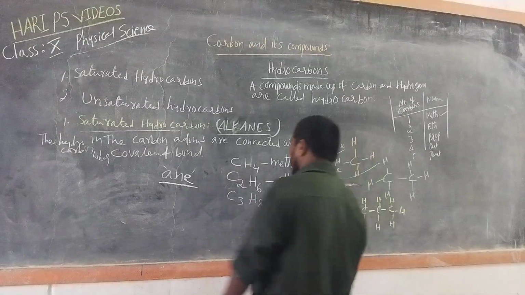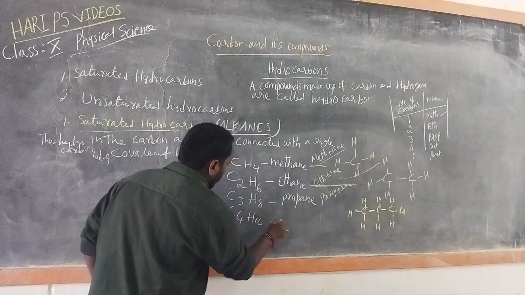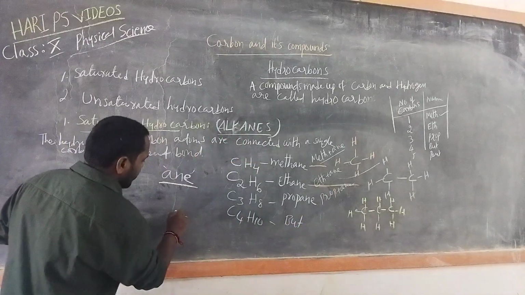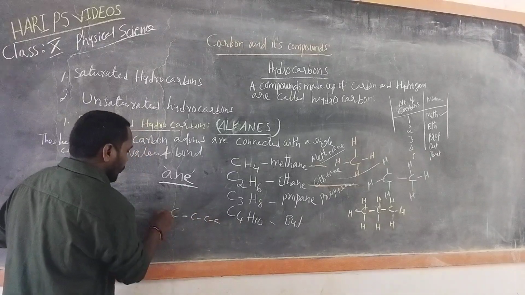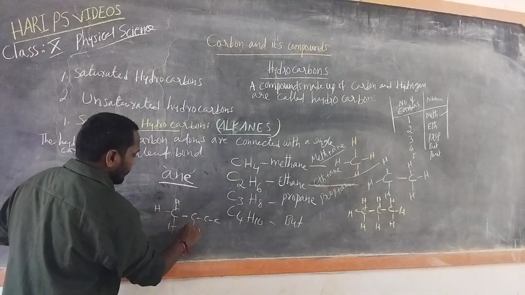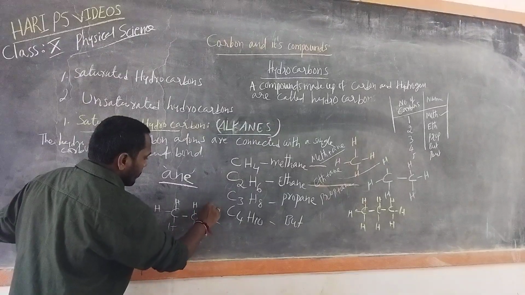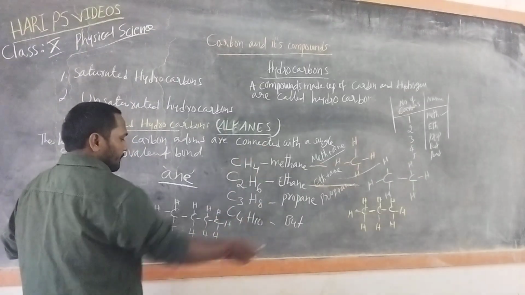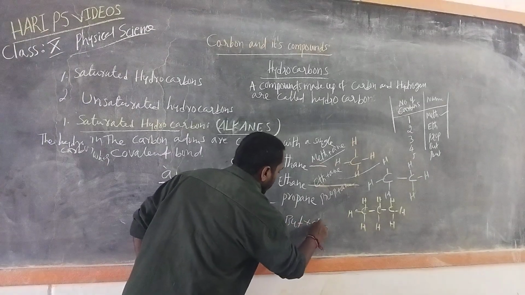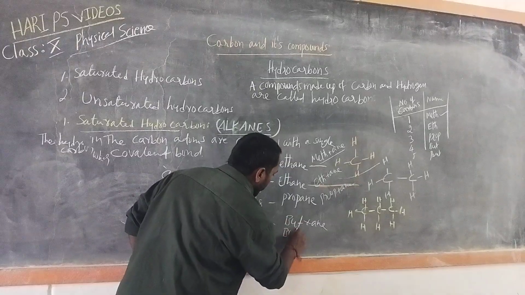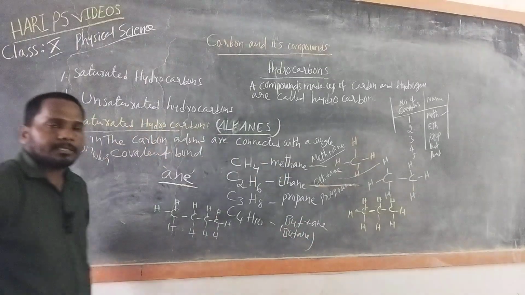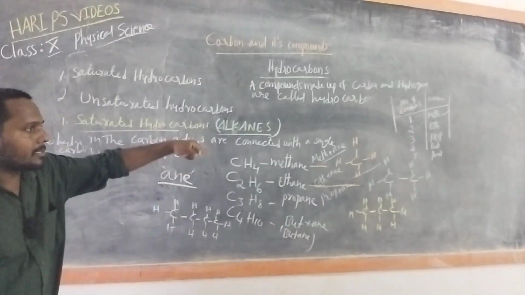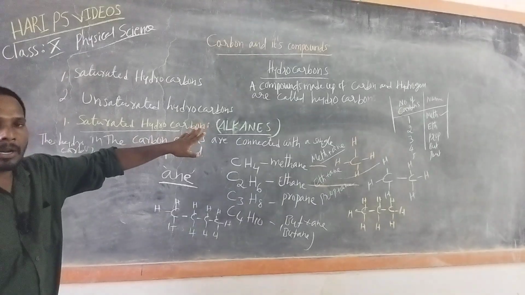If we take one more, C4H10, 4 carbons, but. Whenever we have this structure, 1, 2, 3, 4 carbons with hydrogens around them, 4 carbons, but. All single bonds, so it ends with ane. Together we call it butane.